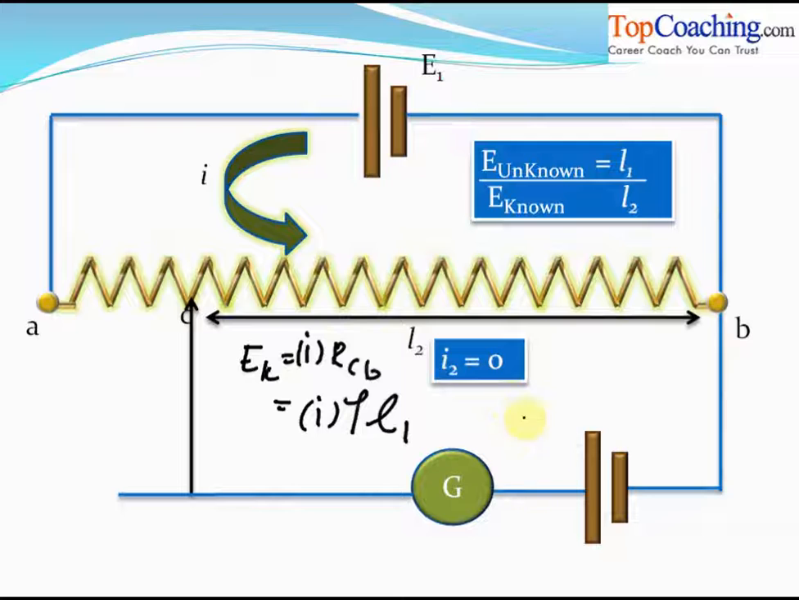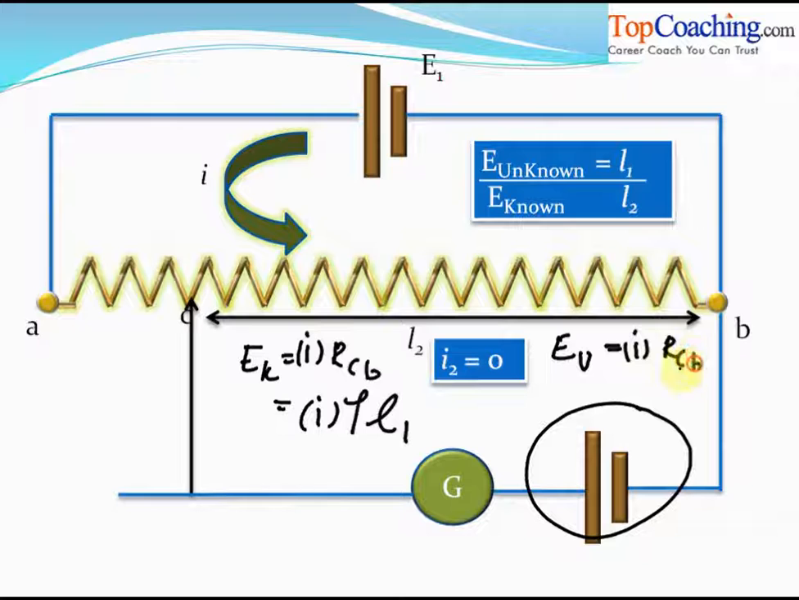Similarly, we then put an unknown battery. We remove the known battery and we put an unknown battery here. For the unknown battery, E unknown is I into RCB again, that is I into resistance per unit length into the new length CB, that is L2. Now we divide both these expressions to get the formula E unknown by E known equal to L2 divided by L1, where L1 is the length CB for which current through E known is 0 and L2 is the length CB for which the current through the unknown battery is 0.